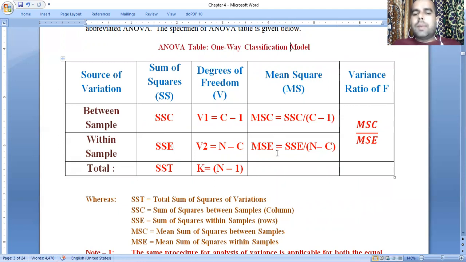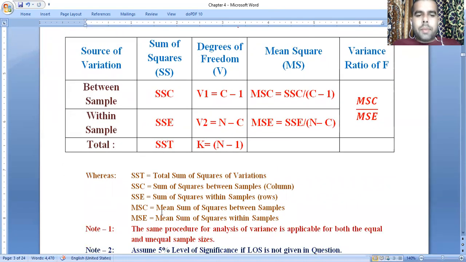Because with the help of the SSC and SSE values, you are going to get MSC and MSE values. Here MSC is the mean sum of squares between columns. Then MSE is the mean sum of squares within samples. Between samples, within samples. Then finally you will get MSC by MSE. Then you will get some value. What is that value? For example, you got 6.1 or 1.0. Any number you will get.